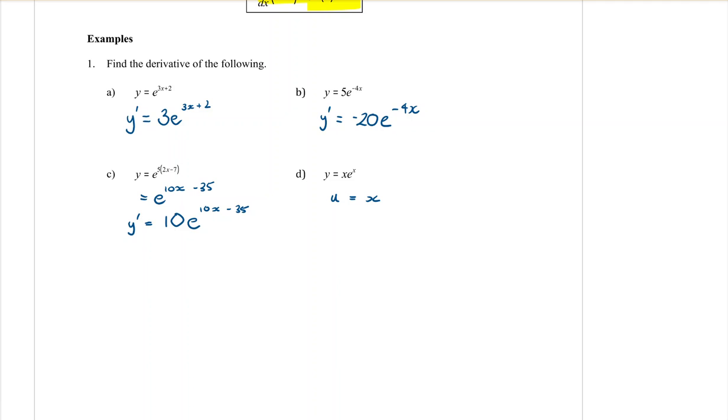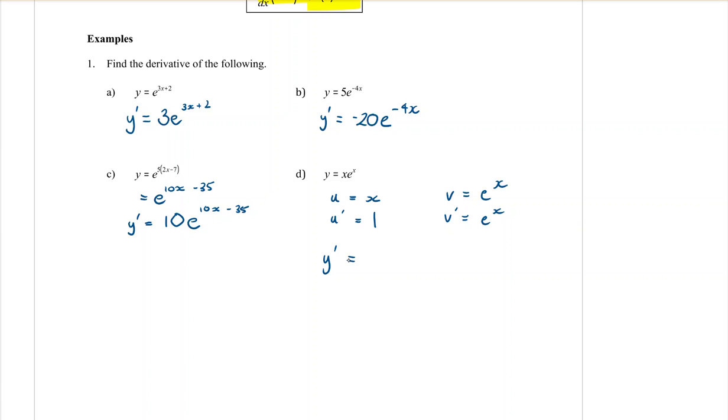All right, v is the second x expression, which is the e to the x. And we know we need to differentiate both of those things. So u dash is equal to 1, and v dash, derivative of e to the x is e to the x. Good, doesn't change. Okay, so a little recap.